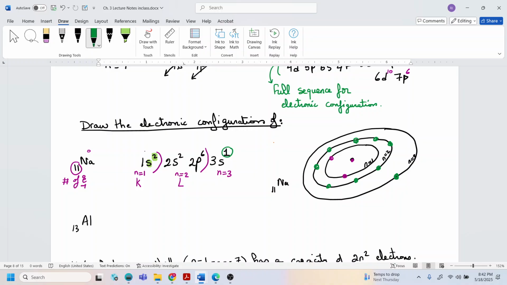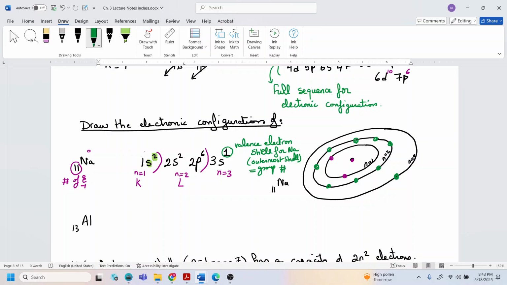We call it the valence electron shell for sodium, and this is representing the outermost shell, which is equivalent to the group number. So this is why we say that sodium has one electron in its outermost shell, so sodium is in group number 1. If it had 2 electrons, then it would be in group number 2.